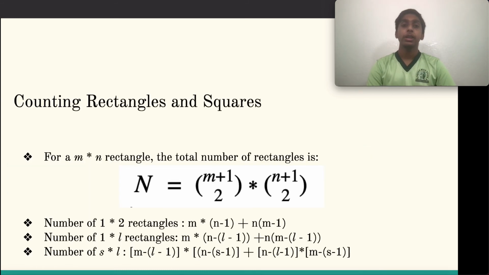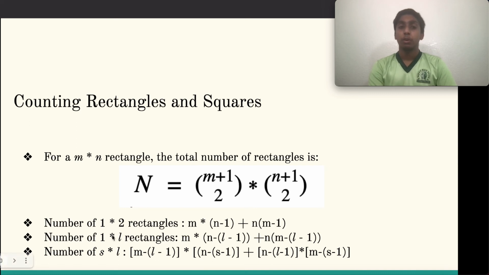Okay, so now we need to move on to counting rectangles and squares, our last topic of the day. For an m times n rectangle, the total number of rectangles is going to be m plus 1 choose 2 times n plus 1 choose 2. So again, this is in a rectangle of m times n, and this is the total number of rectangles you can form in this bigger rectangle. Now, the number of 1 times 2 rectangles, so rectangles with 1 as your length and 2 as your width, is going to be m times n minus 1 plus n times m minus 1.